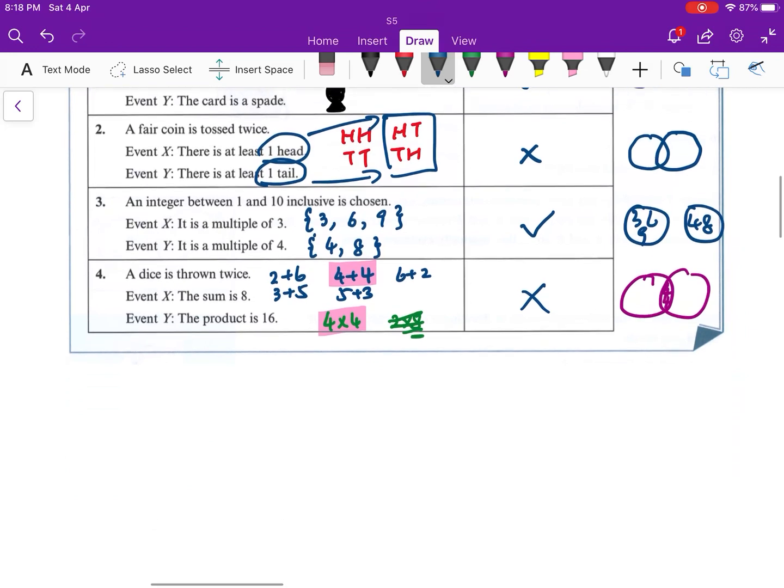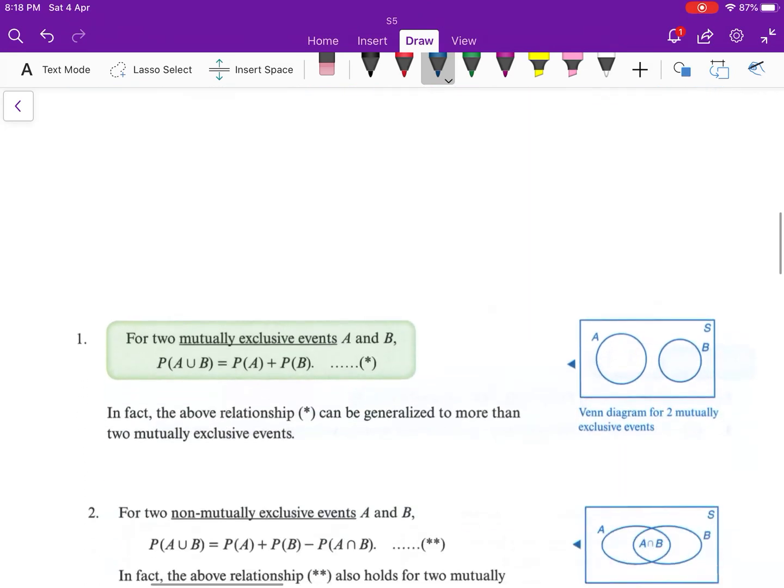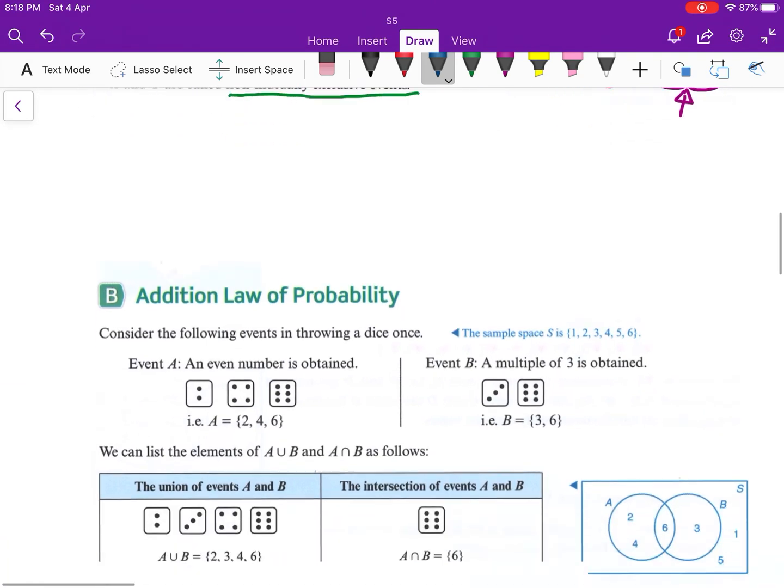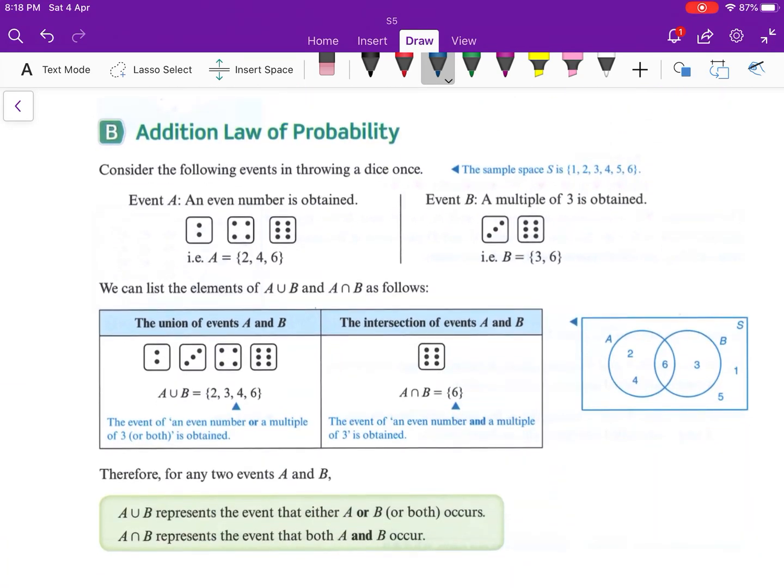Now take a look at session B. In session B, we will learn the addition law. So you may think, wow, addition law, same as permutation and combination, right? Besides the addition law, we still have the multiplication law. So stay tuned. In 11.4, you will learn about the multiplication law, okay?